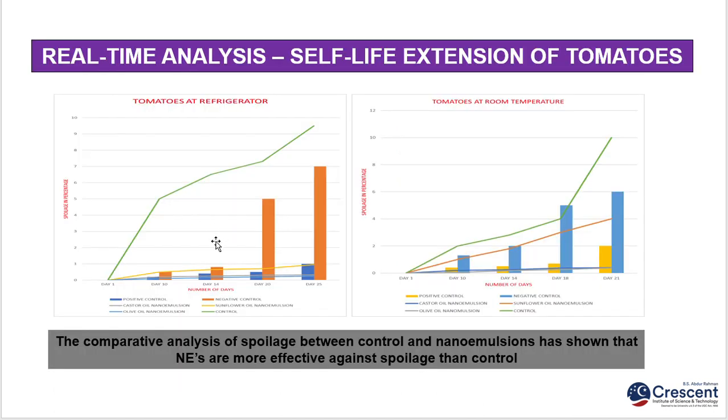So the graph is showing how effective it is in both refrigeration and room temperature. So nano emulsions are working excellently.